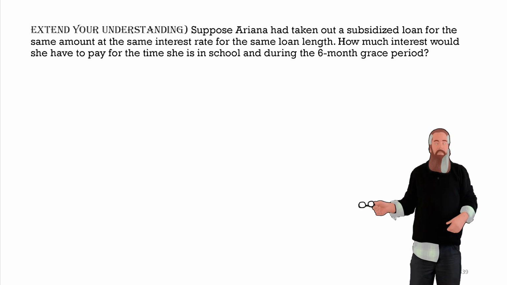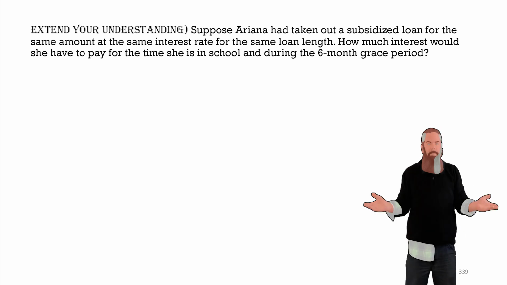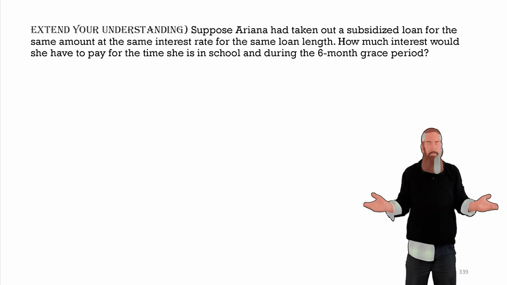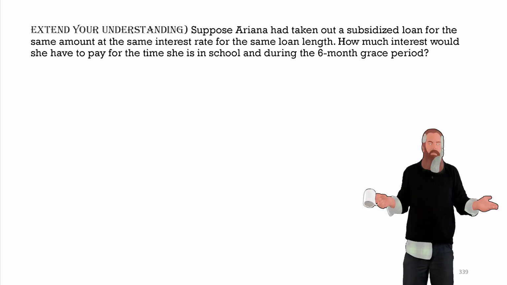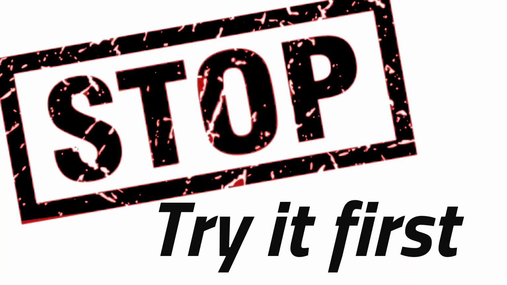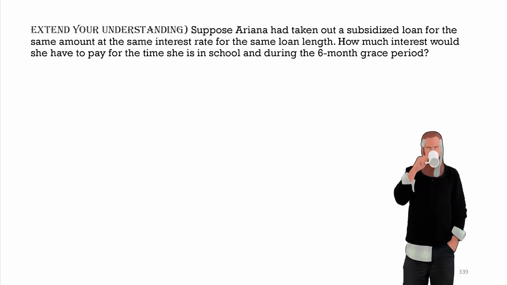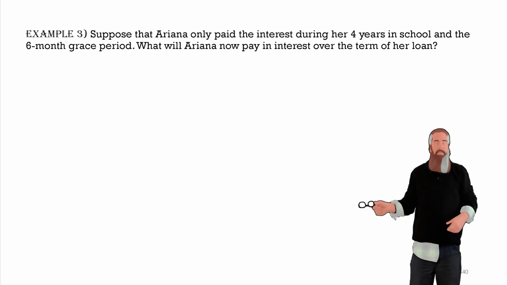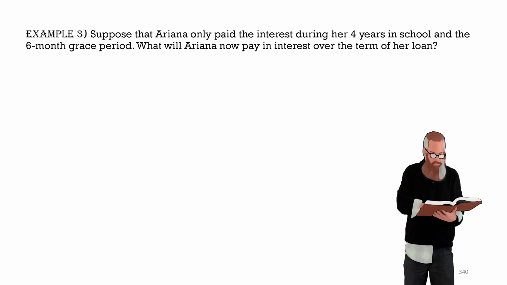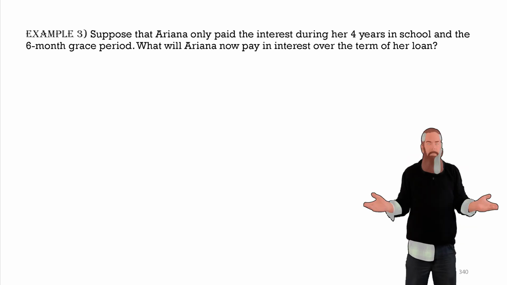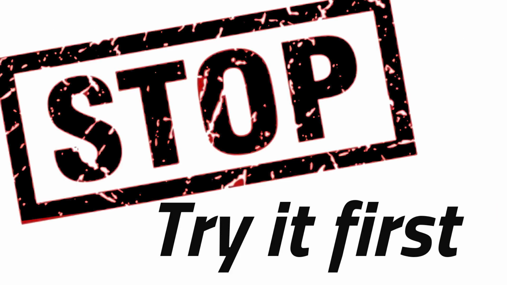Suppose Ariana had taken out a subsidized loan for the same amount at the same interest rate for the same loan length. How much interest would she have to pay for the time she is in school and during the 6-month grace period? Nothing. It's subsidized, so the federal government covers that part of the interest. Suppose that Ariana only paid the interest during her 4 years in school and the 6-month grace period. What will Ariana now pay in interest over the term of the loan?